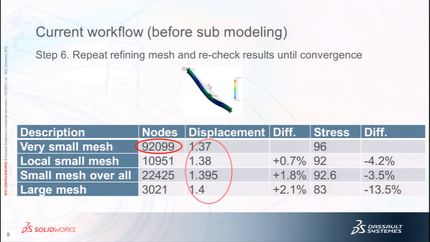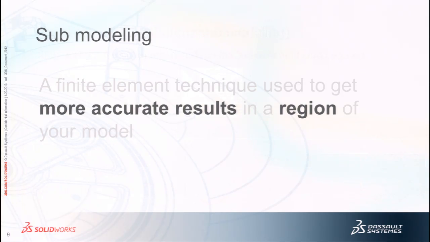So that was one issue. And like we saw, the displacements had converged within about 2%. So that's a good thing. But the stresses were not converging, but eventually converged for this model.